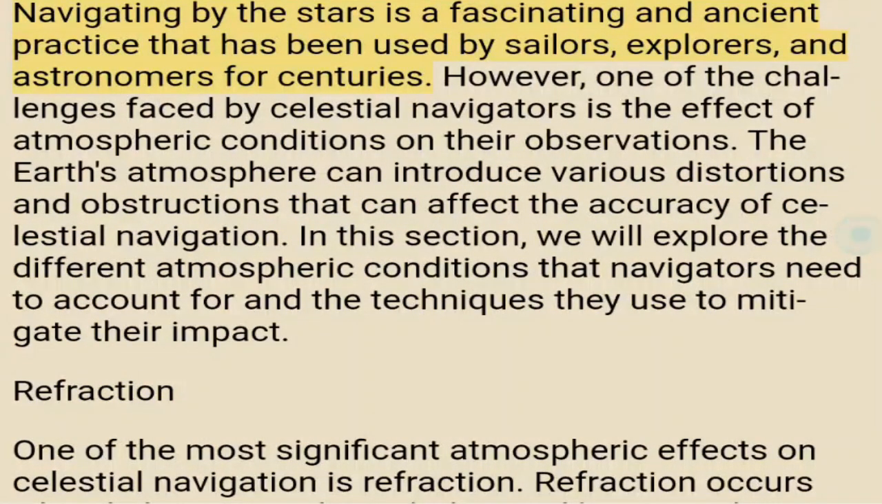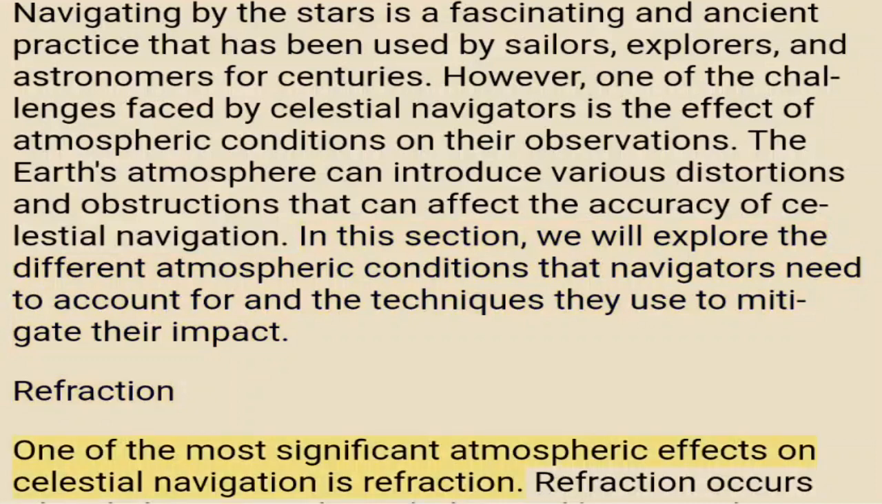Navigating by the stars is a fascinating and ancient practice that has been used by sailors, explorers, and astronomers for centuries. However, one of the challenges faced by celestial navigators is the effect of atmospheric conditions on their observations. The Earth's atmosphere can introduce various distortions and obstructions that can affect the accuracy of celestial navigation. In this section, we will explore the different atmospheric conditions that navigators need to account for and the techniques they use to mitigate their impact.